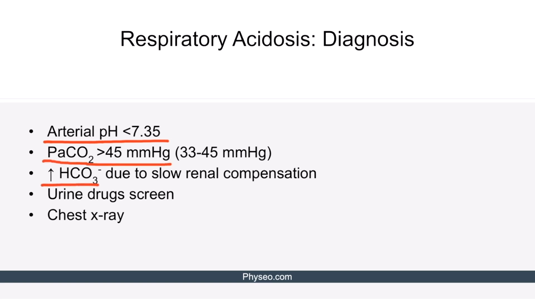Serum bicarbonate levels are increased due to slow increase in renal bicarbonate reabsorption. Generally, renal compensation is slower than respiratory compensation because it takes time to modify the renal excretion of bicarbonate ions. Urine drug screen can also be performed in a patient with respiratory acidosis to screen for opioid intoxication. Chest X-ray will help us diagnose the acute and chronic pulmonary causes of respiratory acidosis.